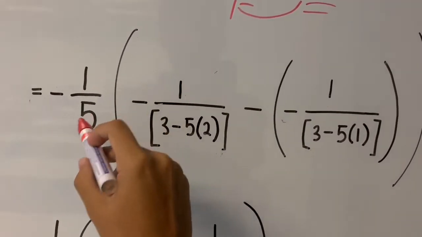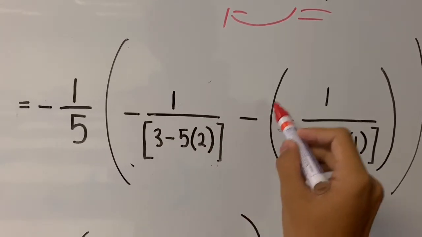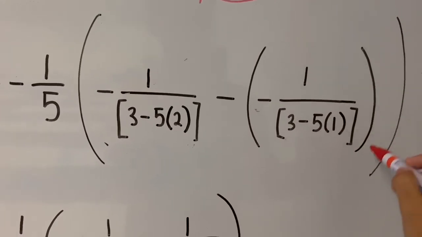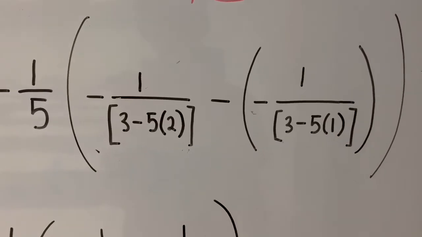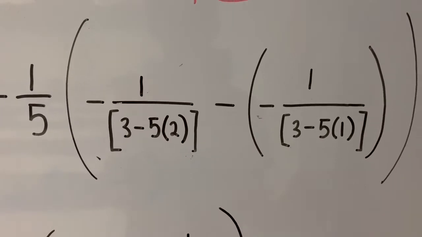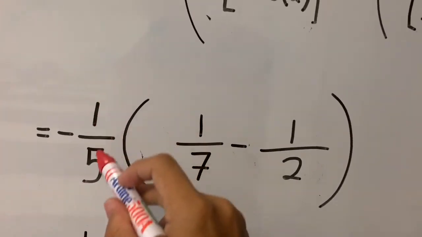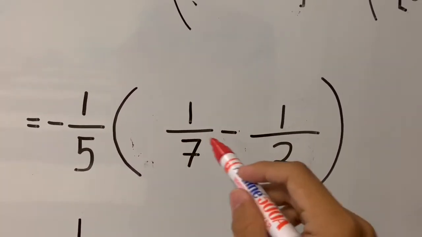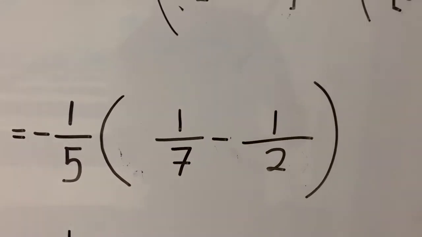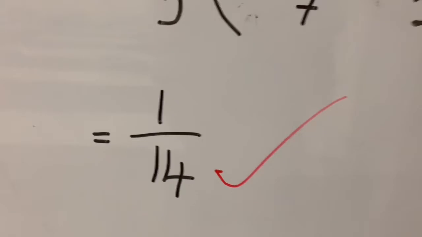And then it will be like this: negative 1 over 5, negative 1 over 3 minus 5 times 2, minus negative 1 over 3 minus 5 times 1. And then we need to solve all the operations. Then it will be like this: negative 1 over 5 times 1 over 7 minus 1 over 2. And then we solve the operation, and the answer will be 1 over 14 as the final answer.